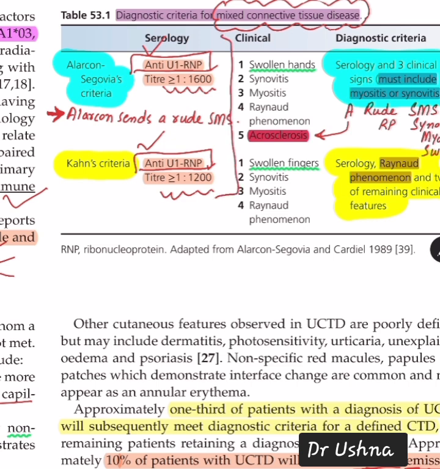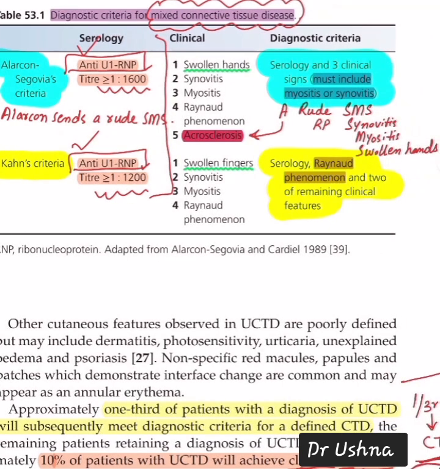Clinical features can be remembered by the mnemonic: Alarcon sends a rude SMS. So for remembering the Alarcon criteria, he sends a rude SMS. A for acrosclerosis, rude for Raynaud phenomenon, which is not a must thing, it's a common thing in MCTD. SMS for synovitis, myositis, and swollen hands.